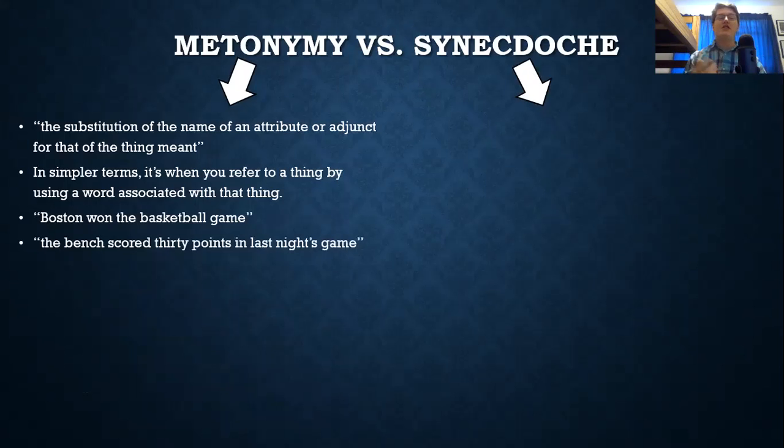Similarly, if I said the bench scored 30 points in last night's game, another basketball metaphor, it's all metaphors. The bench is not a literal bench, like a piece of furniture shooting hoops. It's the players who started the game on the bench, not the starting five, who come into the game and score points. So we're using the word bench to replace the more literal meaning of the players.